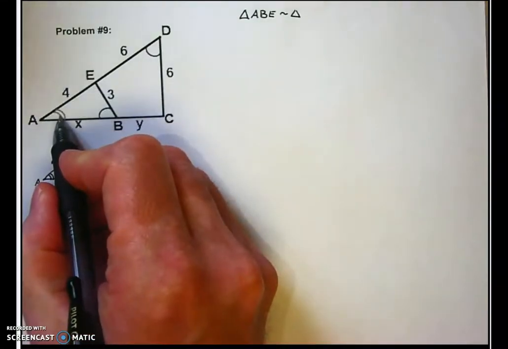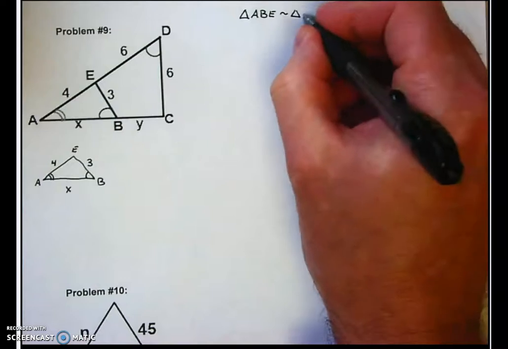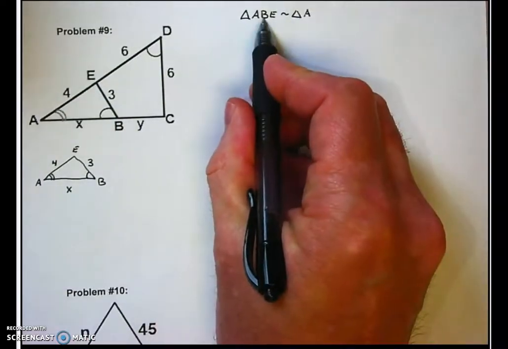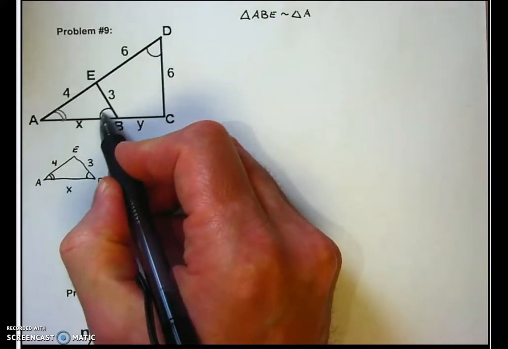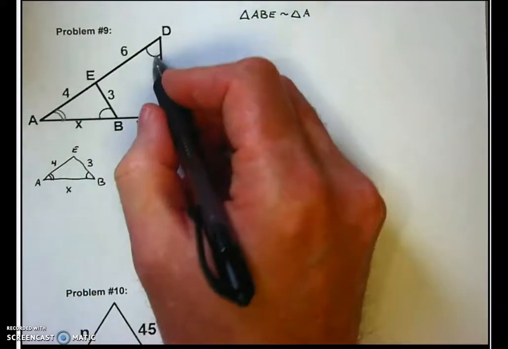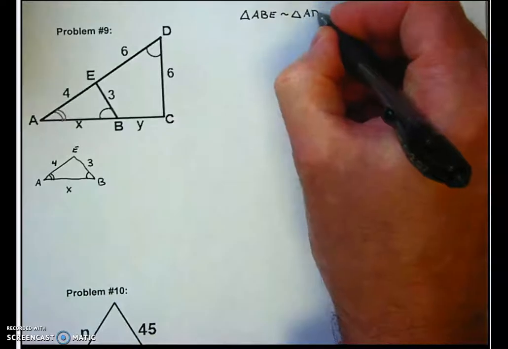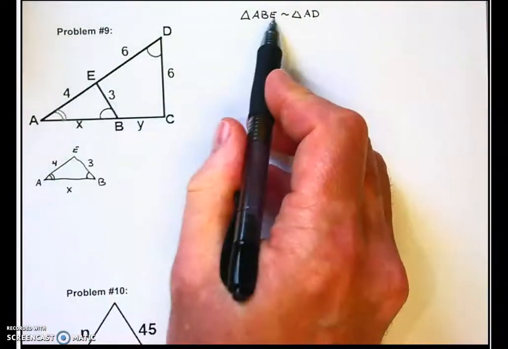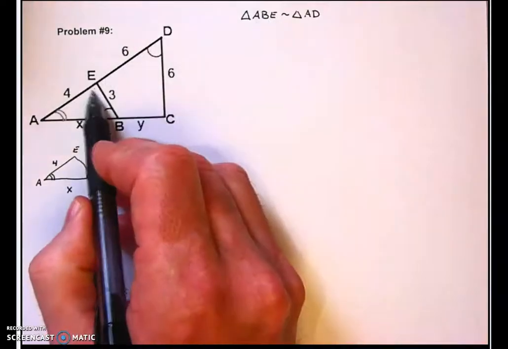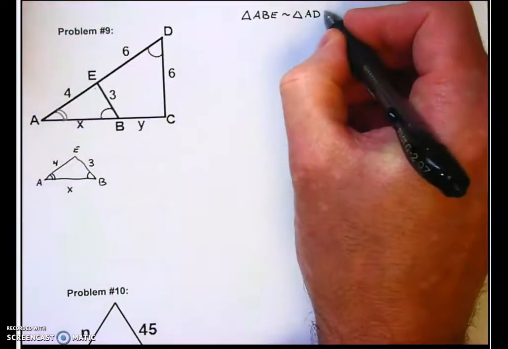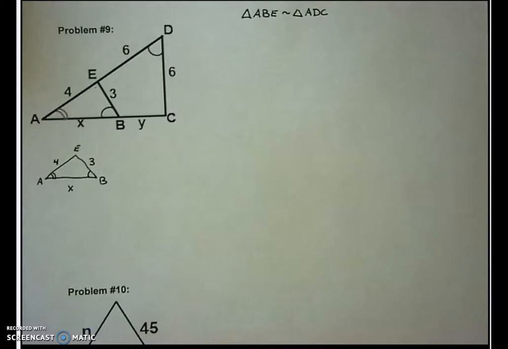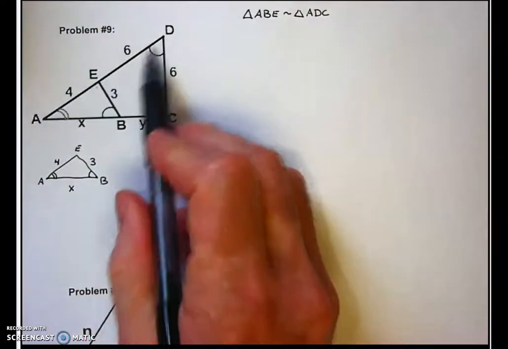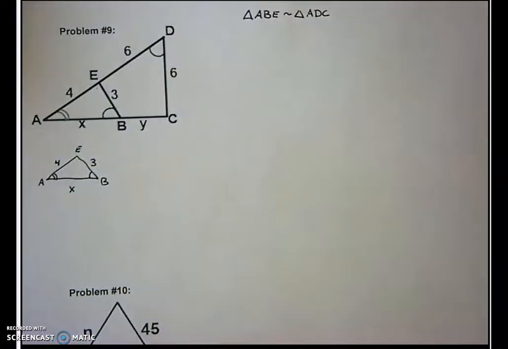A has 2 marks. In the big triangle, A also has 2 marks. B comes second in the small triangle, and B has 1 arc. So in the big triangle, notice D has 1 arc. That would mean by default E, which is the third vertex and has no arcs, has to match C. And once we get that statement that triangle ABE matches triangle ADC, we can do 2 things.